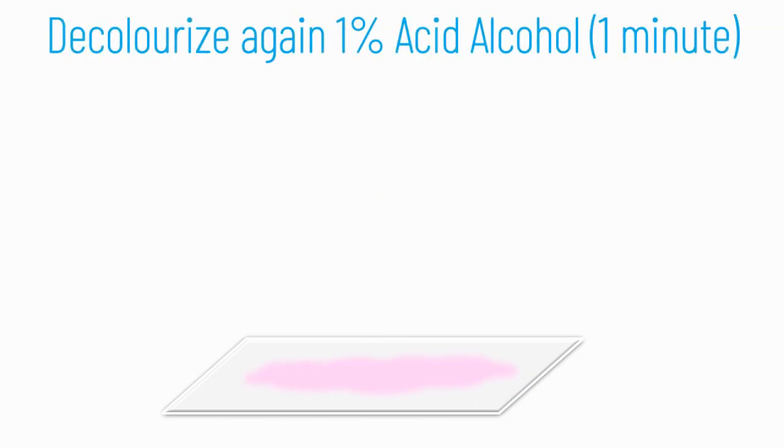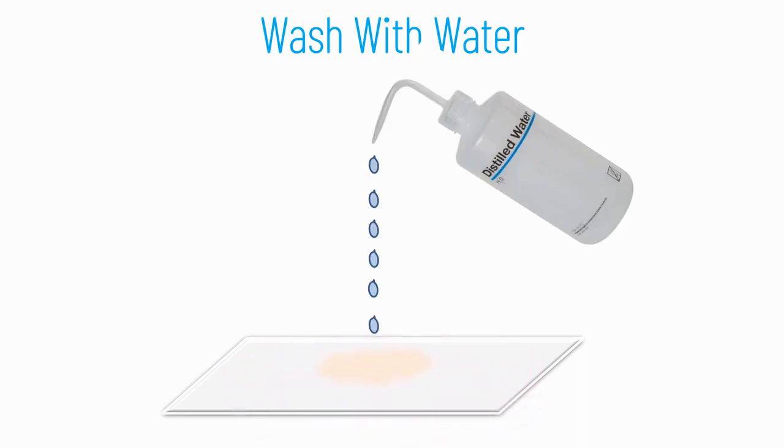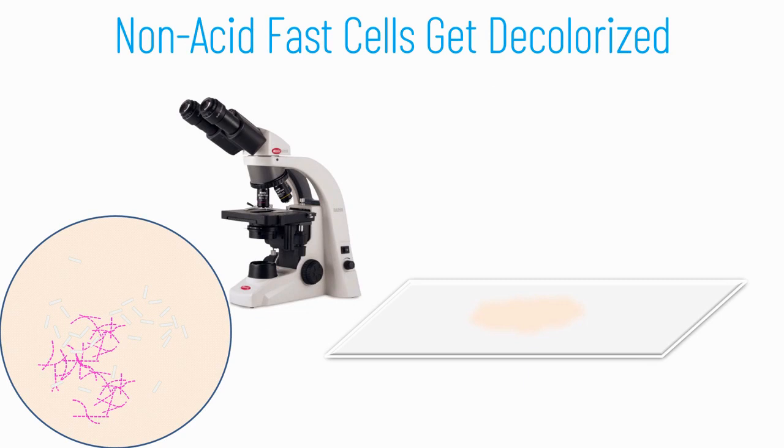Repeat decolorization with 1% acid alcohol. Again allow it to stand for 1 minute. After 1 minute, wash with water. Repeat the process till the effluent is clear. If you watch under the microscope, the non-acid fast cells get decolorized by the acid alcohol while acid fast cells retain the pink dye.